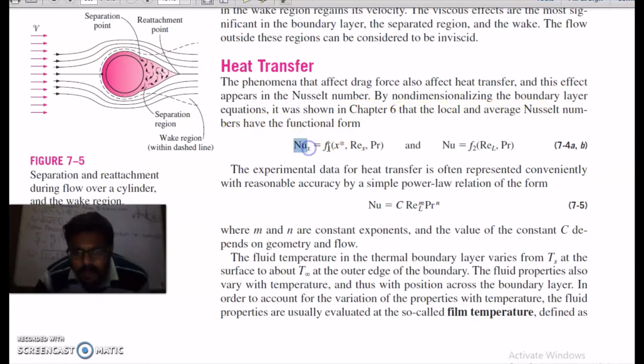This is the Nusselt number, which is a function of x, Reynolds number, and Prandtl number. The experimental data for heat transfer is often represented conveniently with reasonable accuracy by a simple power law relation of the form Nusselt equals C Reynolds raised to m, Prandtl raised to n, where m and n are constant exponents and the value of constant C depends on the geometry and flow.